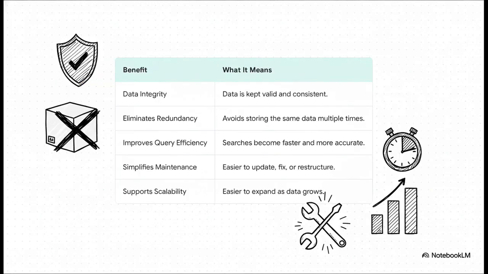So what does this all mean for you in the real world? Well, data integrity means you can finally trust your data again. Eliminating redundancy means you're not wasting space or risking errors. Your searches and reports will run faster, and maintenance becomes 1,000 times easier. But maybe most importantly, your system is now built on a solid foundation, ready to grow as big as you need it to without breaking.